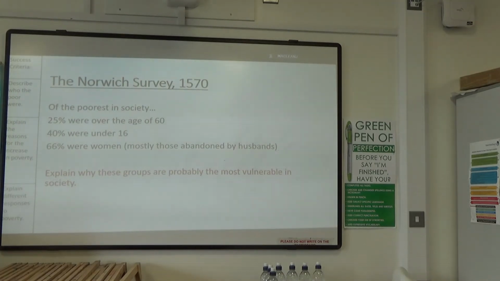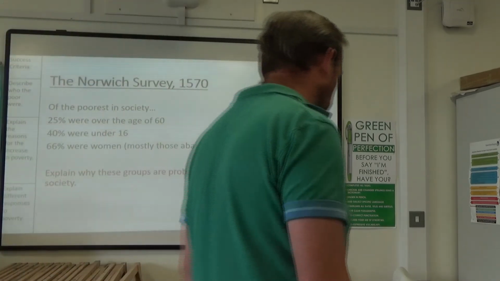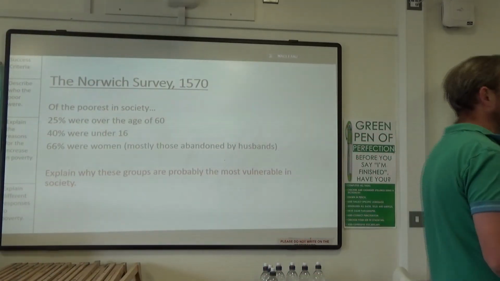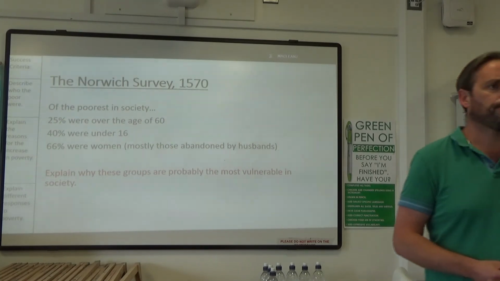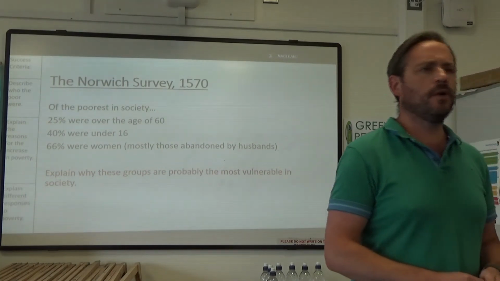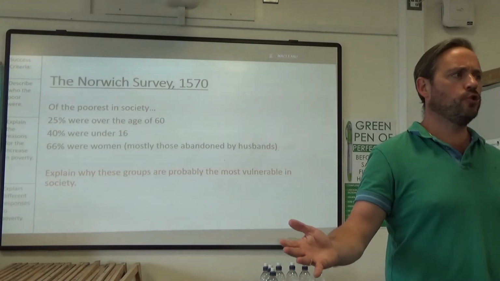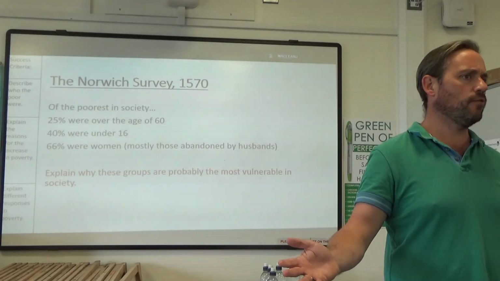So just running through this very quickly. This is the 1570 survey which actually listed poor people. Why would 25% of people who are classed as poor be over the age of 60? Because they just can't get a job. They cannot get a job. Why would 40% be under the age of 16? Can't get a job.